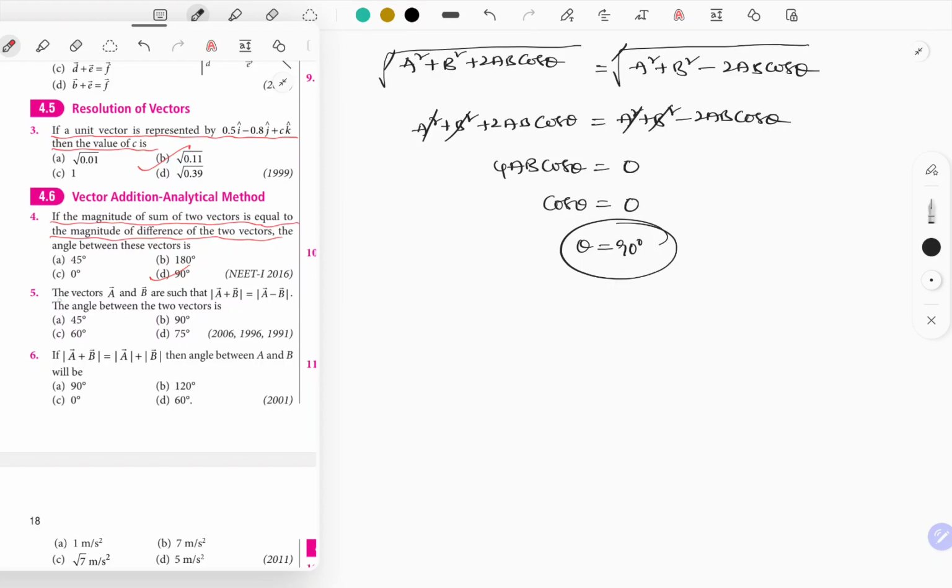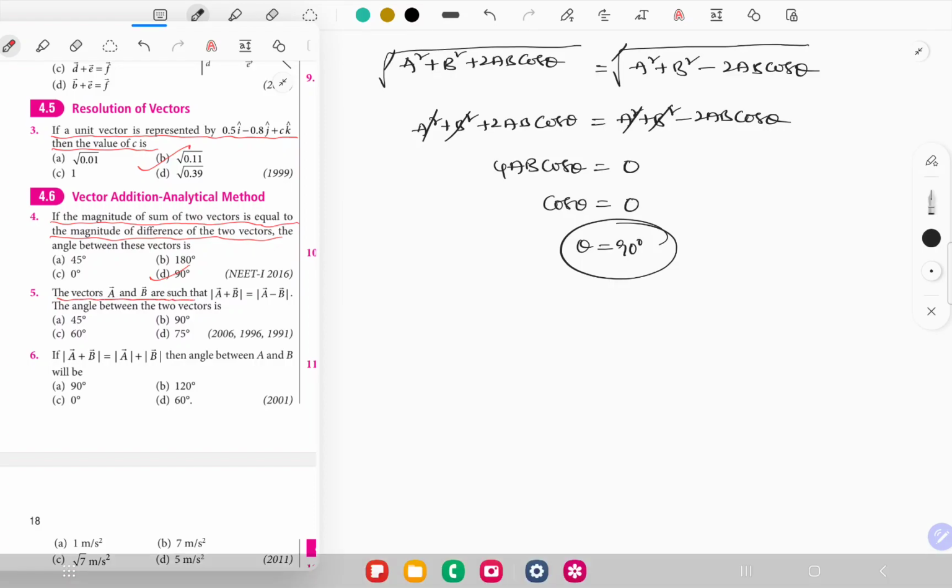Now look at the next question, that is question number 5. If you observe, the vectors a bar and b bar are such that the magnitude of a bar plus b bar is equal to the magnitude of a bar minus b bar.